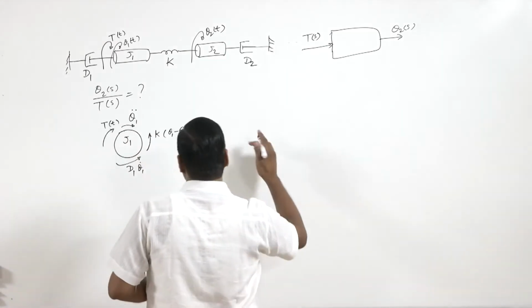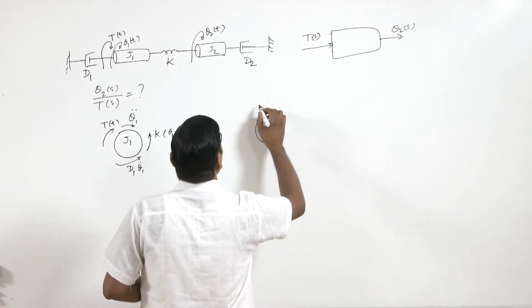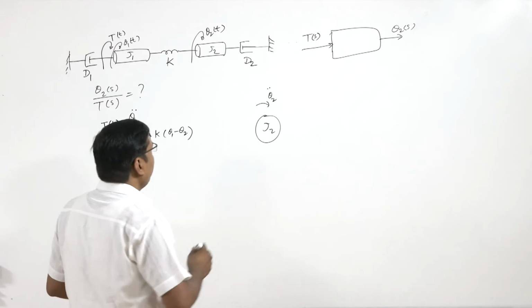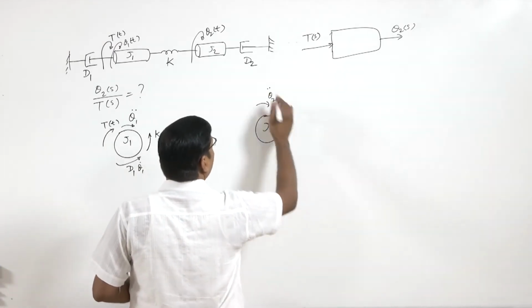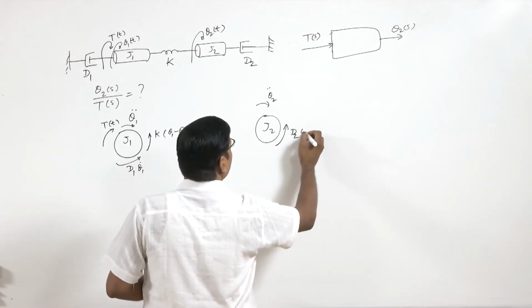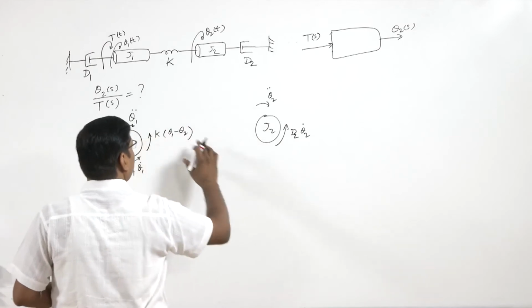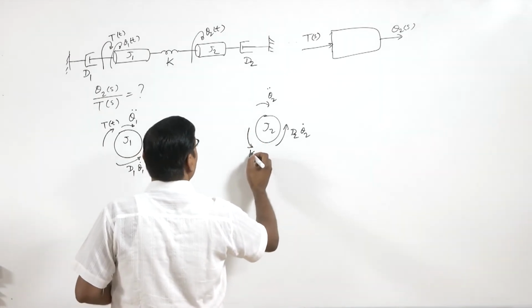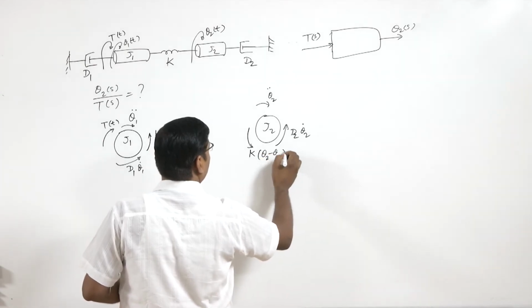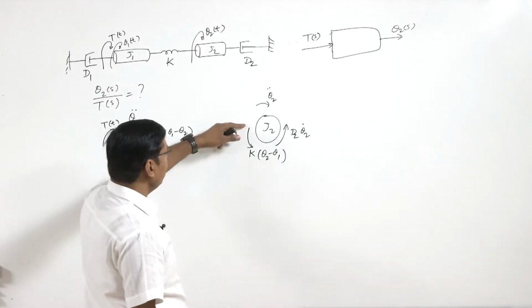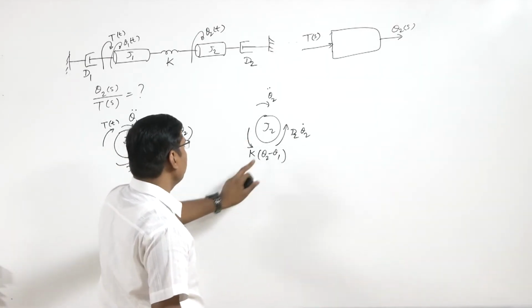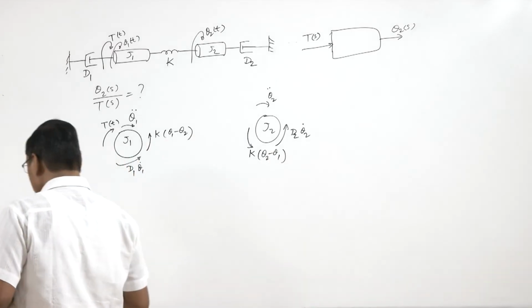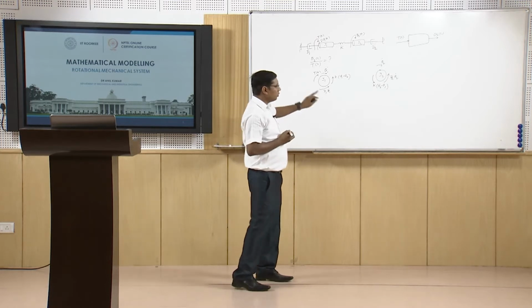The second inertia J2 has theta 2 double dot, this angular acceleration. This damper will apply a force in the opposite direction, so d2 into theta 2 dot, and this spring will have the force k times theta 2 minus theta 1. Or, if we take the same direction, we can write k times theta 1 minus theta 2, but here we are applying it opposite, so k times theta 2 minus theta 1. Now we have shown the free body diagram.